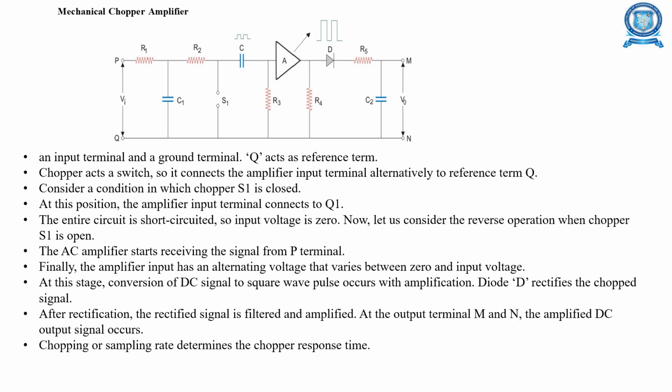Next is the mechanical chopper amplifier. This is the circuit connection of the mechanical chopper. There is an input terminal and a ground terminal, with Q as the reference terminal. The chopper acts as a switch. When the entire circuit is short circuited, the input voltage is 0, and the AC amplifier starts receiving the signal from the P terminal. At this stage, the conversion of DC signal to square wave pulse occurs with amplification. After rectification, the rectified signal is filtered and amplified. At the output terminals M and N, the amplified DC output signal appears.